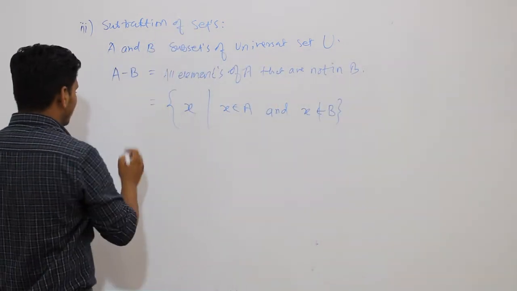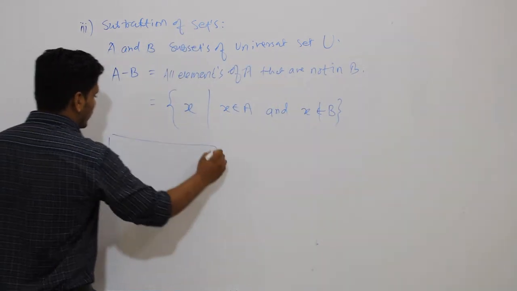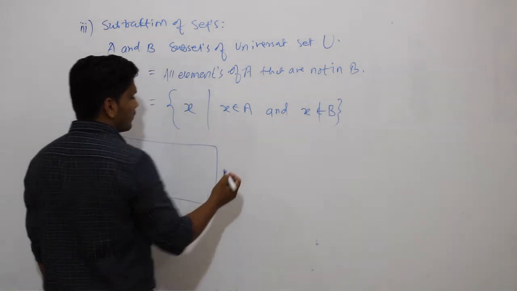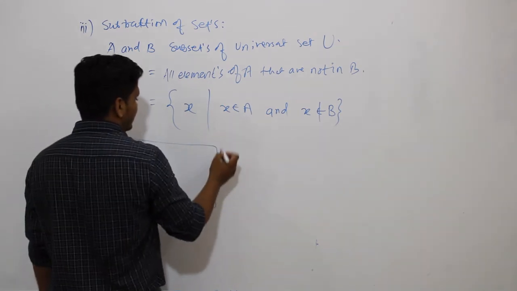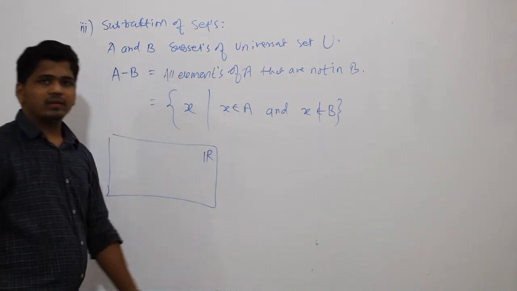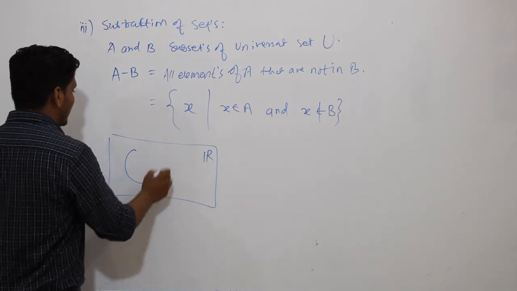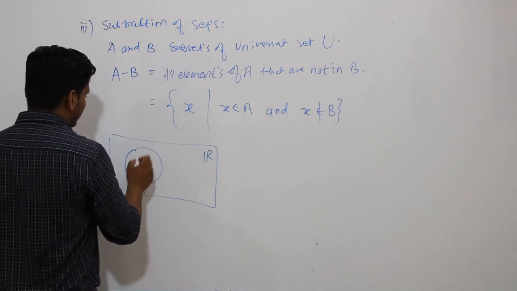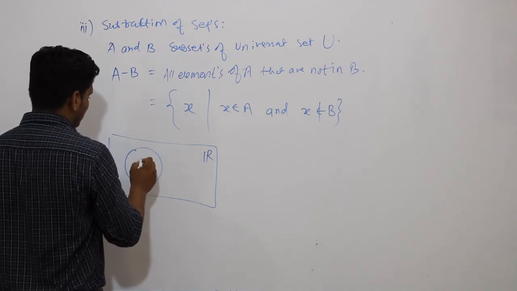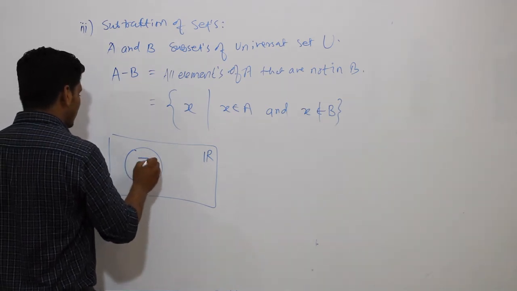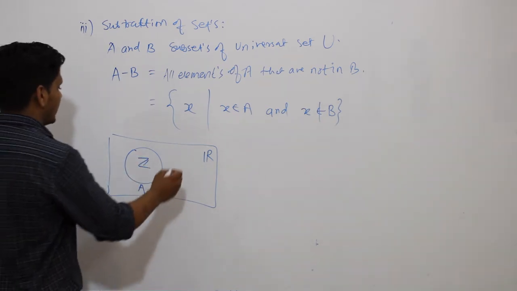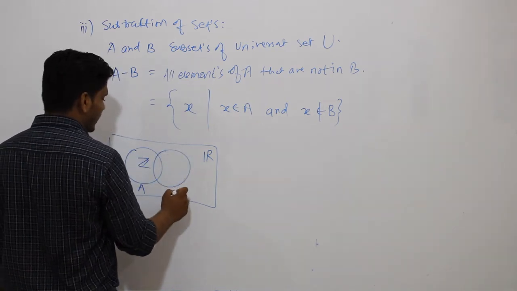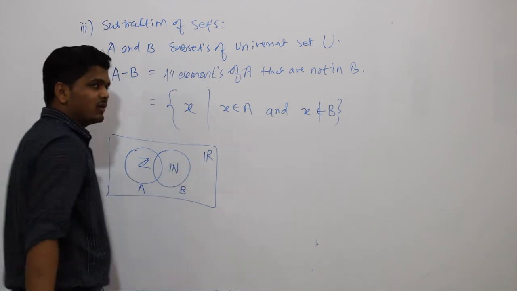For example, here I am considering my universal set as R. Suppose my universal set is R, and I am considering my A as the set of integers Z, and my B is the natural numbers. This B is nothing but the set of natural numbers.